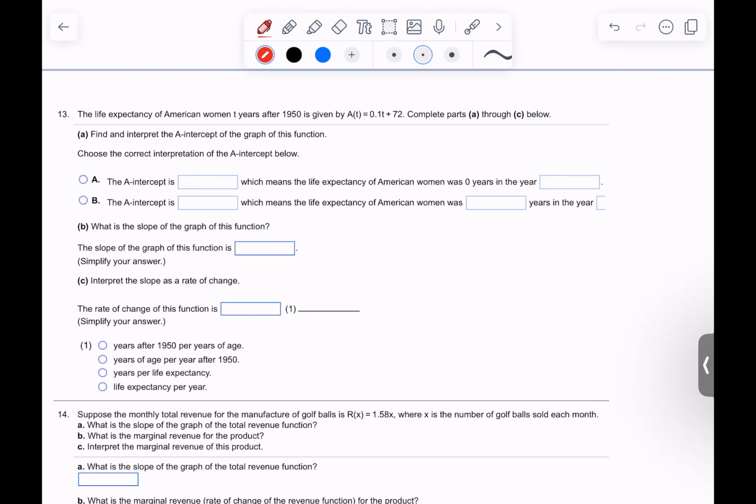Okay, the A-intercept, since we're looking at a function of A in terms of T, since A is the output given the input T, the A-intercept is the Y-intercept. They're the same thing. So the Y-intercept, the A-intercept is the constant part of that linear function. So the A-intercept is 72.